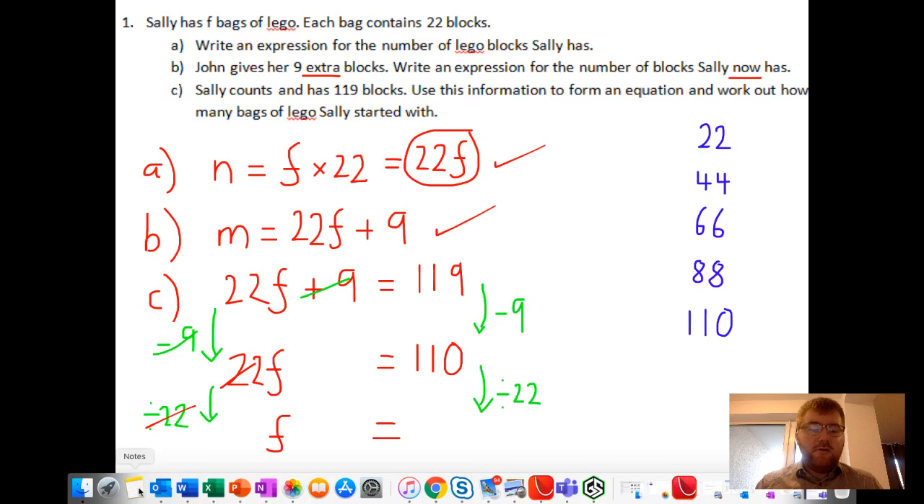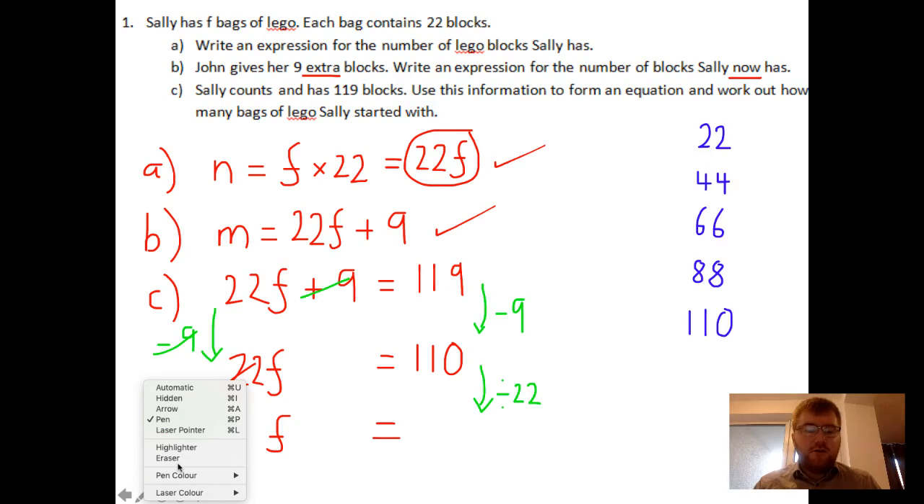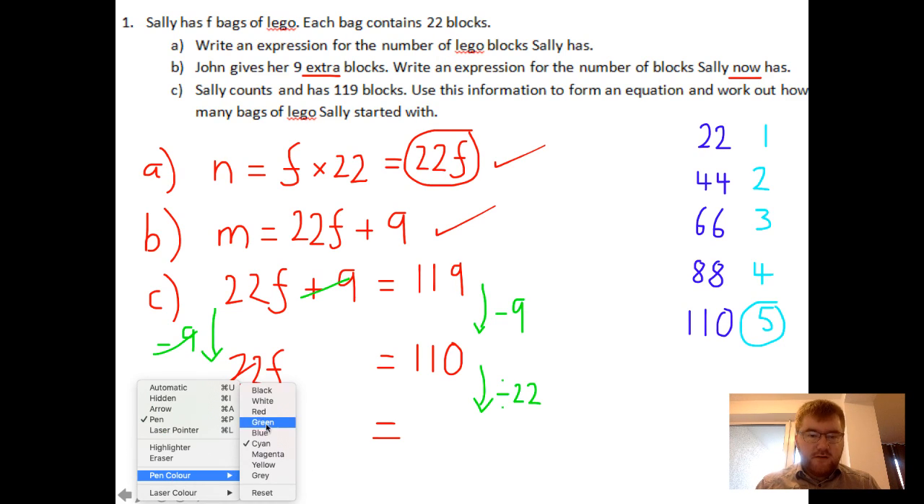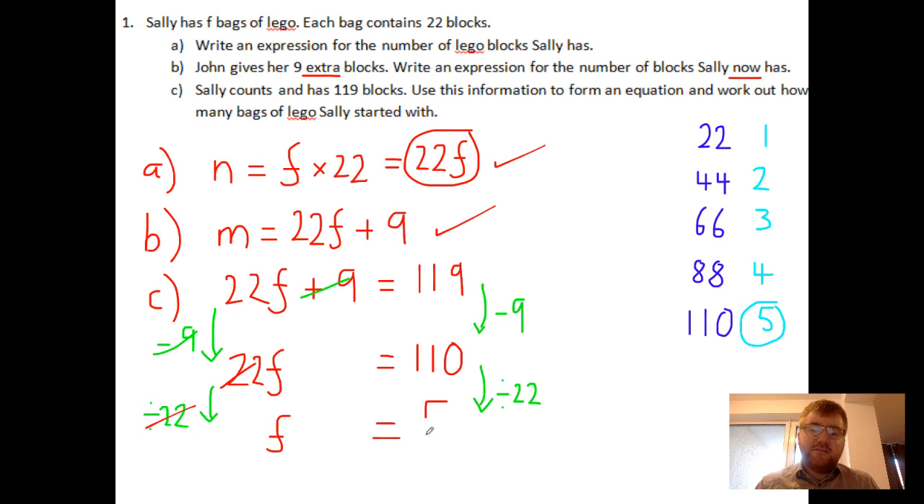So let's count how many numbers we had to count along. Let's use a different colour. Cyan, why not? So this was 1, this was 2, this was 3, this was the 4th multiple. And we have our 5th multiple, which is 110. So our answer, going back to my traditional red, is going to be F is equal to 5.